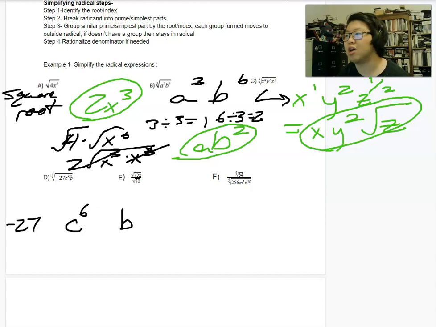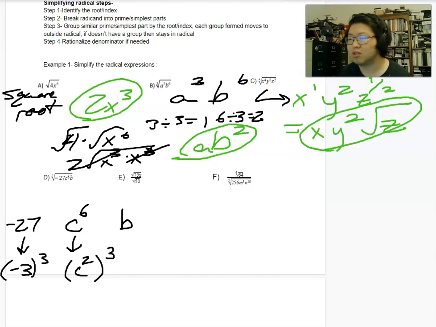And I'm cube rooting all of those pieces. So when I take the cube root of negative 27, I note that it's a negative number. Something times itself 3 times will give me negative 27. Actually, this is going to become negative 3 cubed, if you know your cube chart. Whereas this I can simplify to c squared cubed, by taking out a 3 from the exponent. That's multiplication, right? And this one I can't really simplify at all, so this one's just going to be b as well.